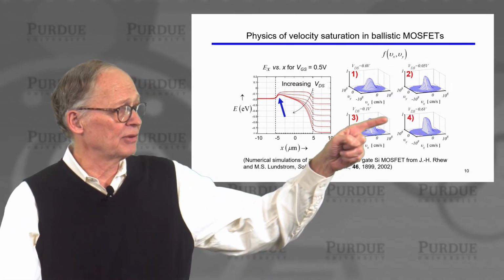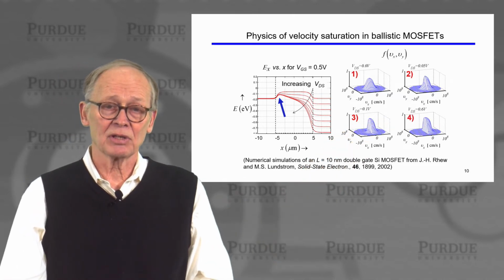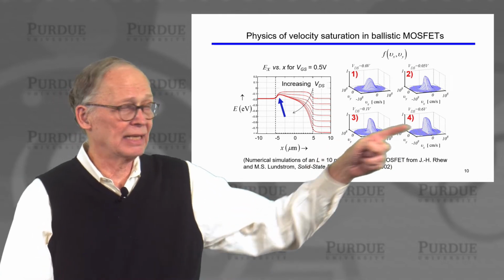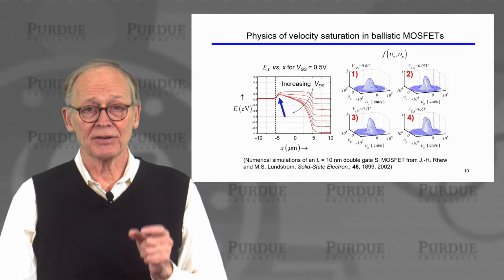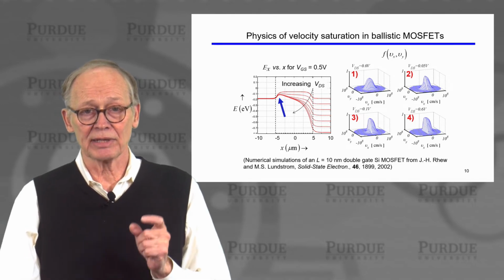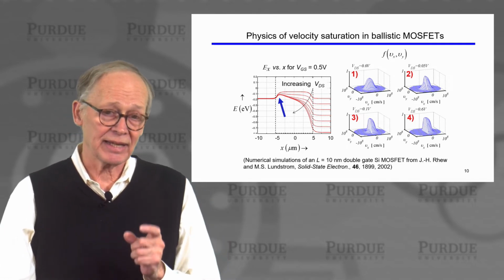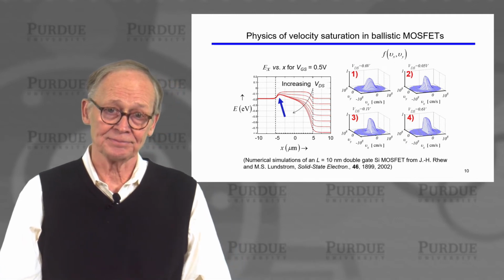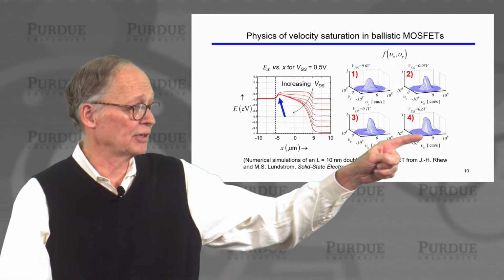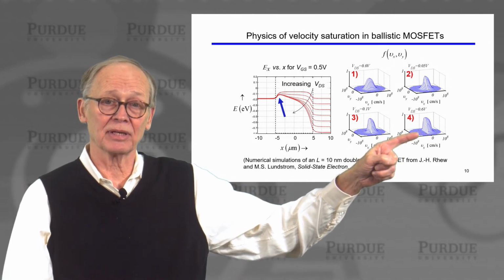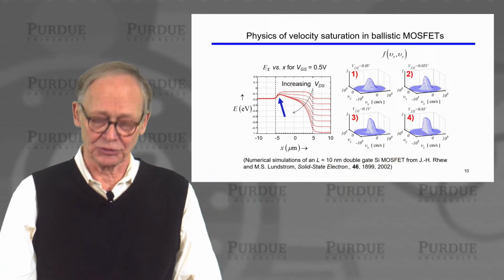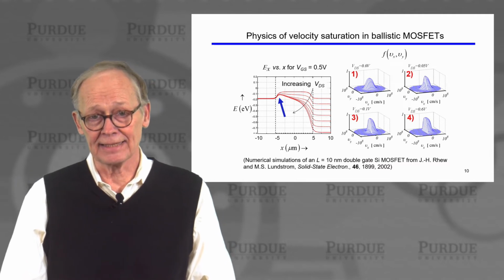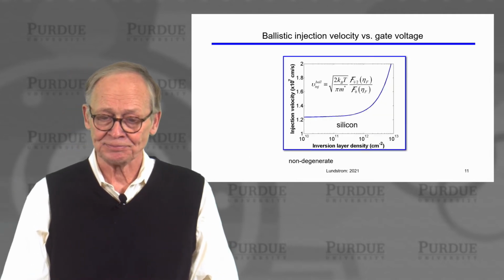But if we increase the drain voltage enough, we will cut off all of the negative velocity electrons. We will only have positive velocity electrons. Their average velocity is the unidirectional thermal velocity, and we can't make the velocity at the virtual source any larger than that. These electrons are thermal equilibrium electrons that came in from the source. So that's the physics of velocity saturation in a ballistic MOSFET.